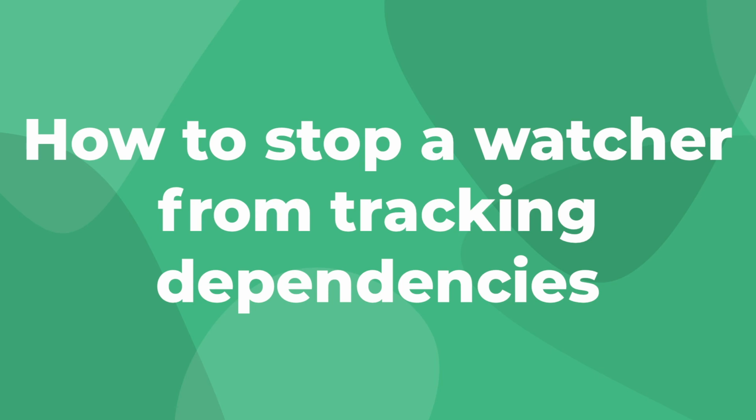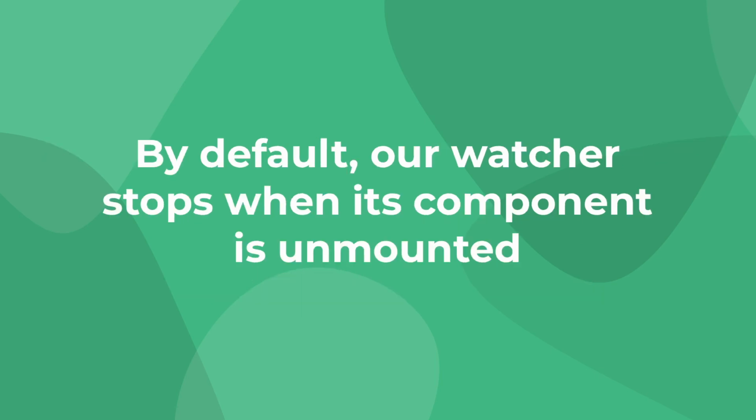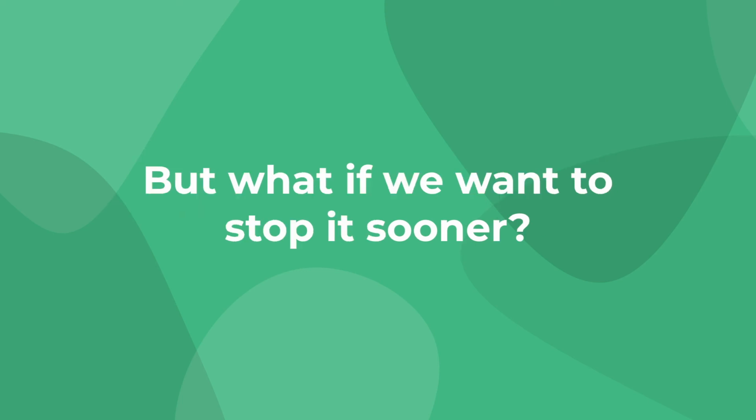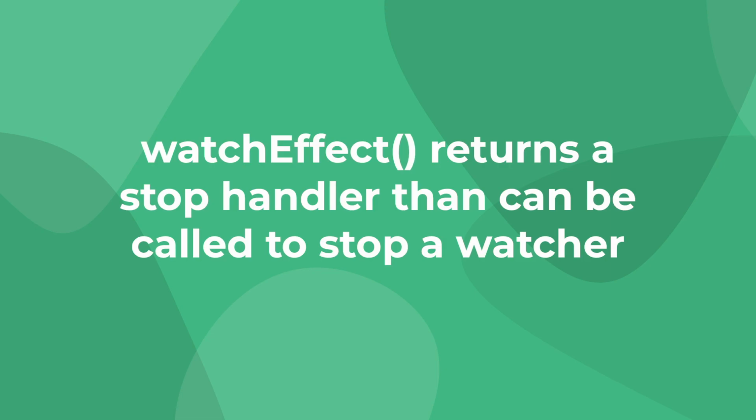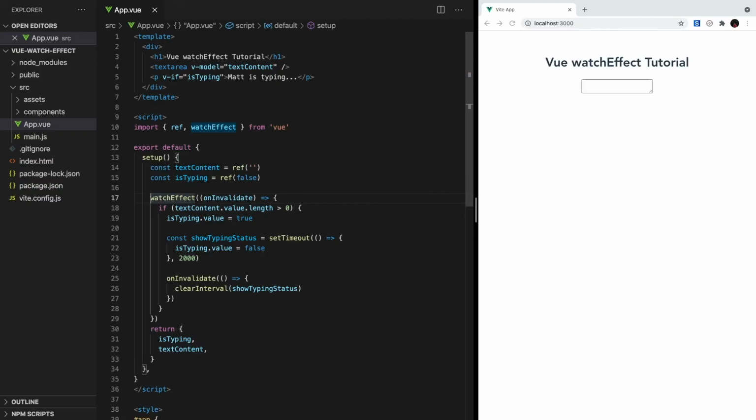The final feature of watchEffect that I want to take a look at is how to stop your watcher. By default, our watchers are linked to their component's lifecycle and are automatically stopped when the component is unmounted. But what if we wanted to stop it before that? For example, let's say we want to stop our watcher as soon as our message length is over 10. This is insanely simple. Our watchEffect method returns a stop handler that can be called to explicitly stop a specific watcher. So in our code, let's store this watchEffect as a const called stop.